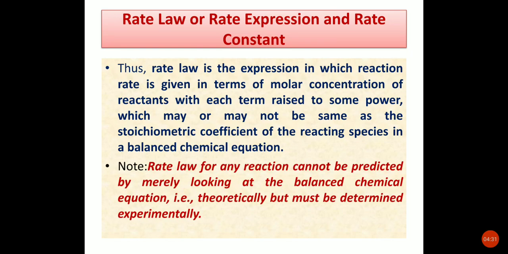Okay, now rate law for any reaction cannot be predicted by merely looking at the balanced chemical equation. By using the balanced chemical equation, we cannot theoretically predict the rate of the reaction, but it must be determined experimentally. So it is by using experiments that we can determine the rate of the reaction.